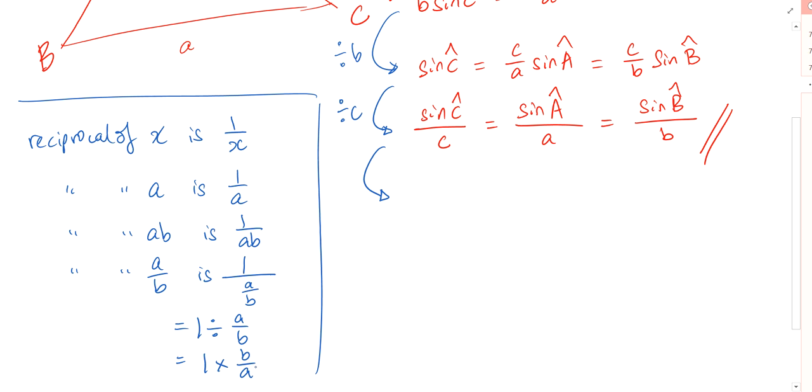Okay? So now, I want you to take the reciprocal of sine C over C. What do you get? So small c over sine angle C equals a over sine A equals b over sine B. Okay, they are equivalent mathematically.